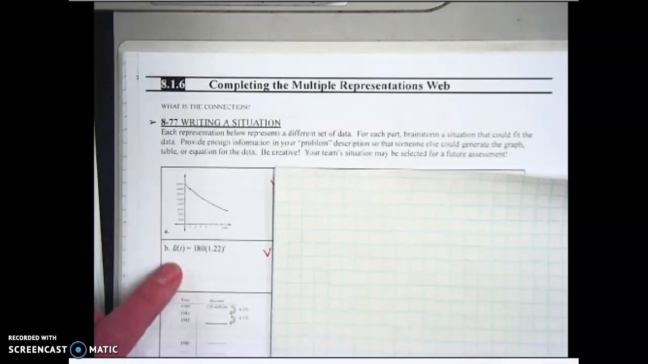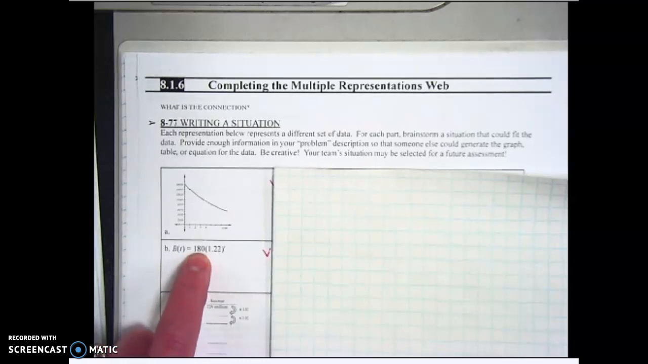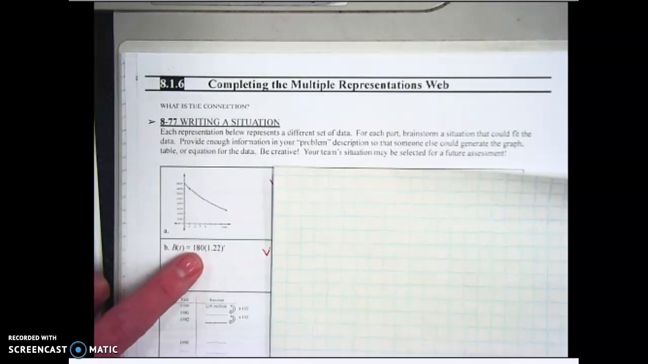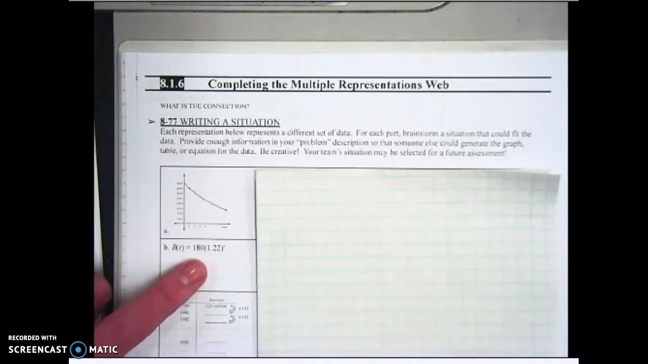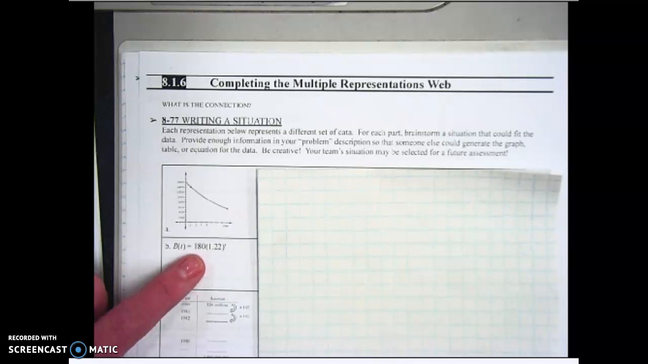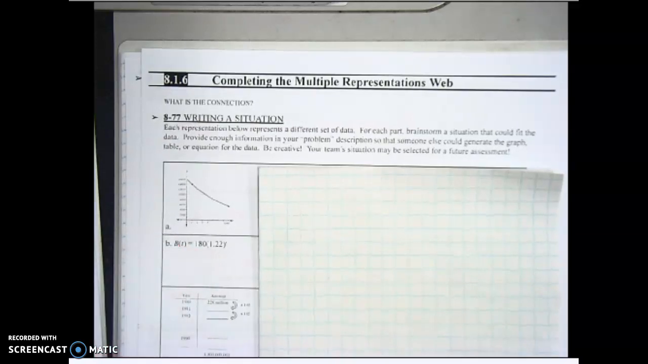Part B, we've got this equation, 180 in for A and 1.22 in for B. What could that represent? What's something that could start at 180, and then what does 1.22 mean it's going to do? It's going to grow exponentially by 22%, okay? So what's something that could be that? No one knows? What did I put? The value of a classic car. I said it could start at $180 if you started fixing it up and you got in a new paint job, you put in a new engine, and it could increase.